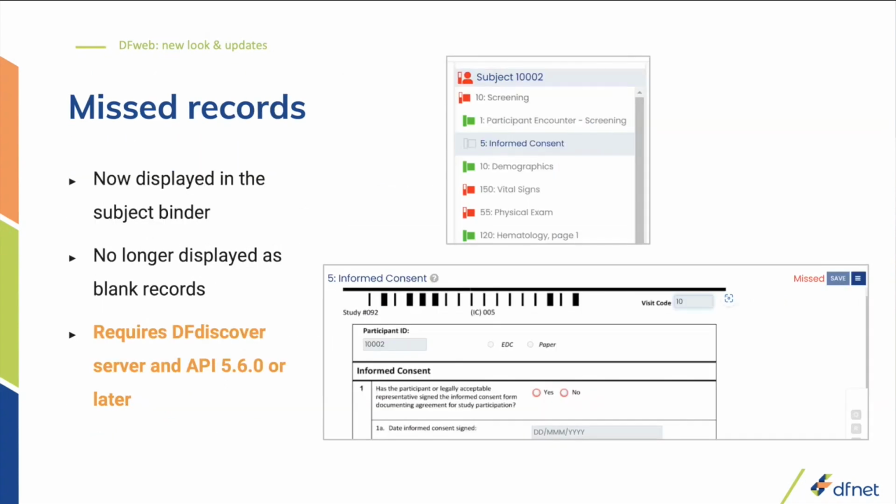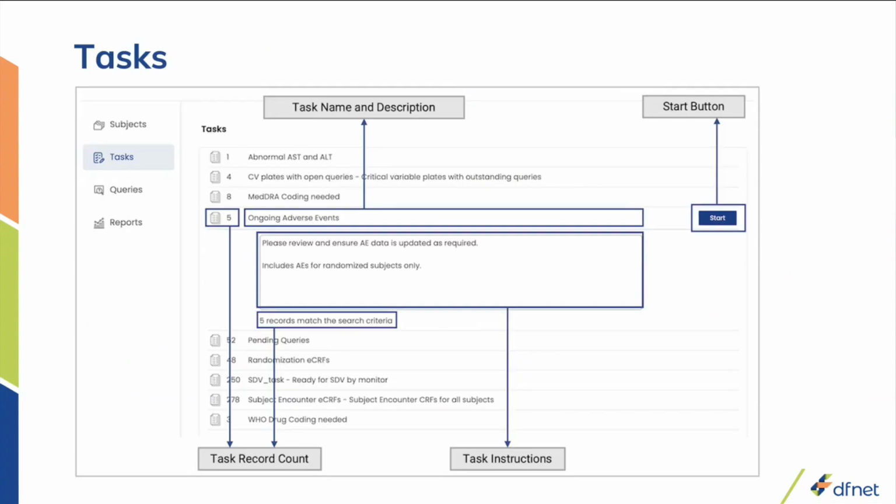Missed records are now displayed in the subject binder and at the top of the applicable page, as opposed to being displayed as blank records previously. Support for the related edit check functions has also been added. Again, DFdiscover server and API version 5.6 is required for these functionalities.